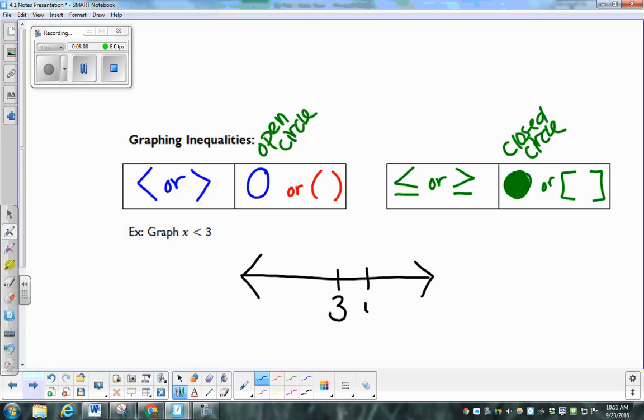So I want you to put 4 and 5 and 2 and 1. You need to have at least 2 numbers on either side of that 3. That's my rule to make sure your line's big enough. You don't have to go any bigger unless you want to.